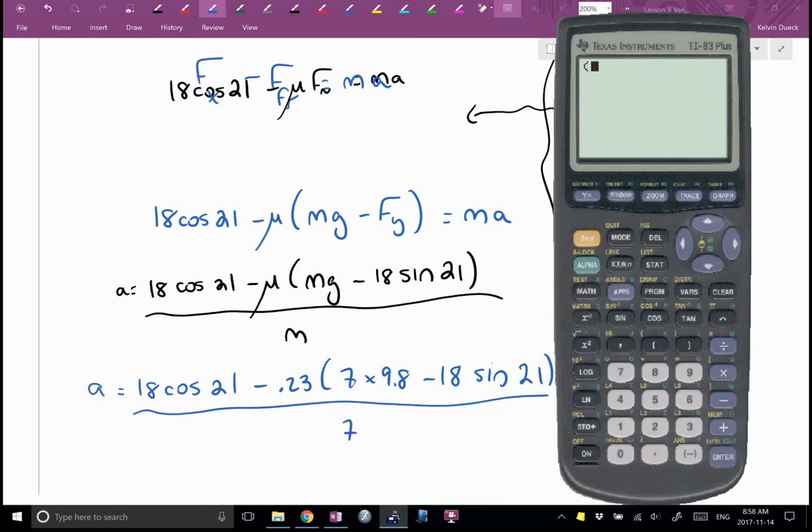I mean, if I'm going to type this, it's going to be bracket 18 cos 21. I have to close off the cos minus 0.23. I've got to open another bracket. 7 times 9.8 minus 18 sine 21. I've got to close off the sine, close off the open bracket, close off the top, divided by 7. I'm pretty sure the answer is 0.3585, but to try and track all that, Bryce, what I would do is type this inner bracket right here first. I would go 7 times 9.8 minus 18 sine 21, and then I would go 18 cos 21 minus 0.23 times answer button divided by 7.